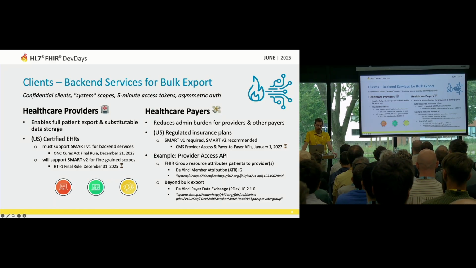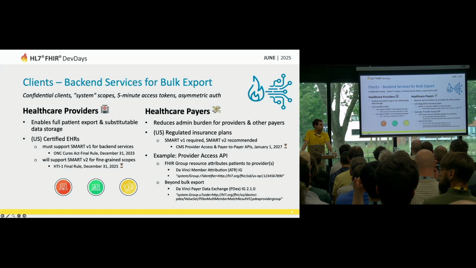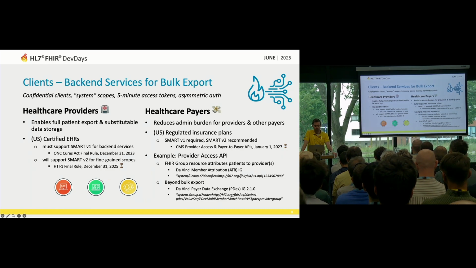So why is this important? Why is bulk export in FHIR so important? Well, this enables patients to be able to access all of their data in a standard format. It enables healthcare providers to more easily switch their health IT systems. So this is another sense of the word substitutable, which is the S in SMART, meaning substitutable data storage.